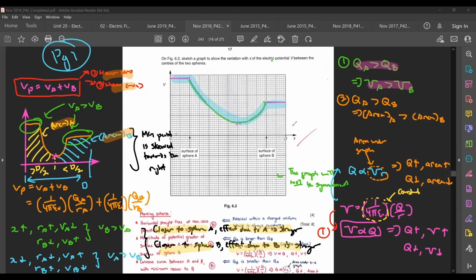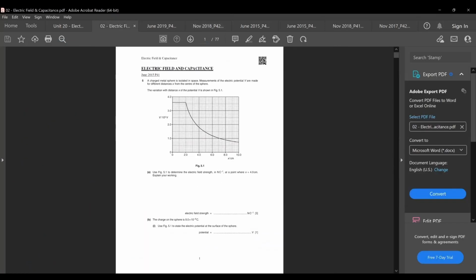Can you guys just look at page 1 of your worksheet? So have a look at page 1 of your worksheet. This one would be June 2015 P41.